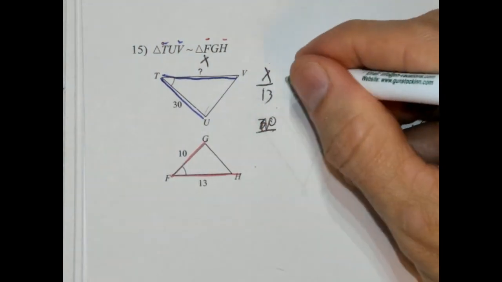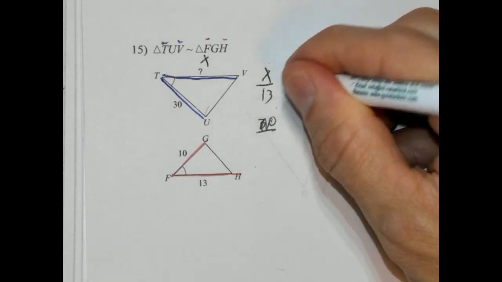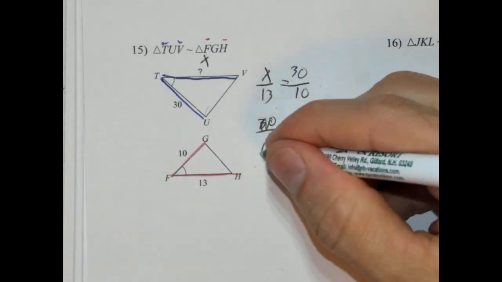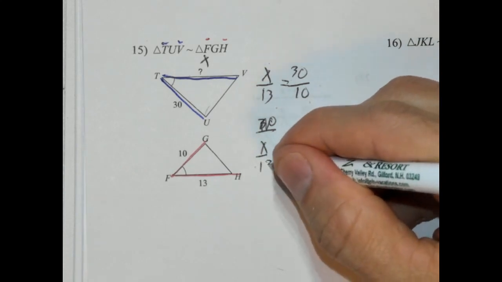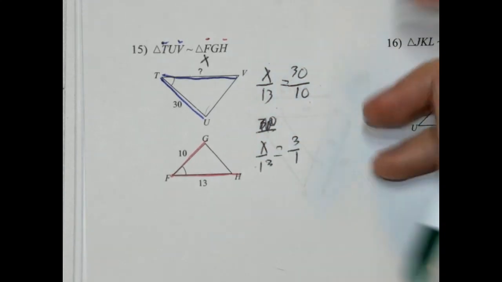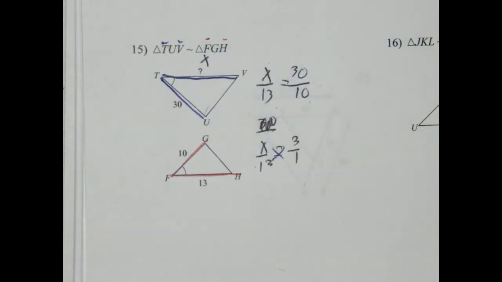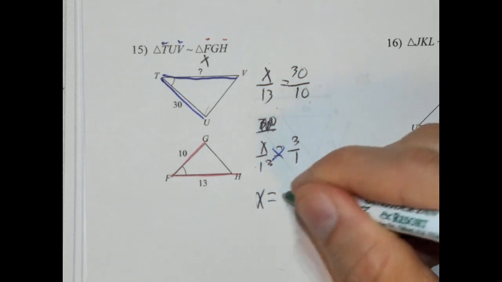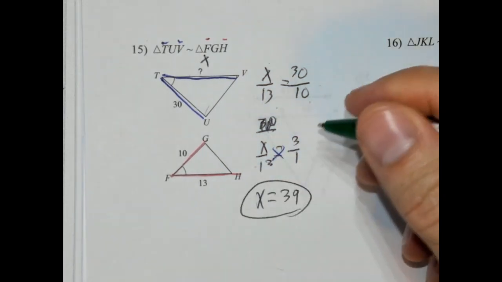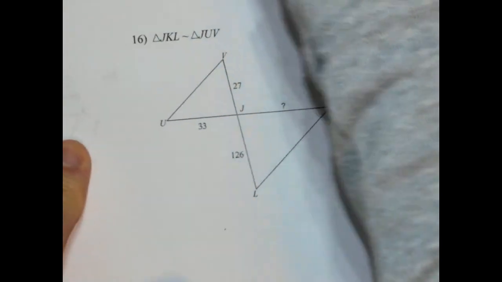What am I doing? Sorry. 30 over 10. And those are both divisible by 10, so we're going to get x over 13 equals 3 over 1. So cross multiply. We're really just multiplying by 13 here, but you get the idea. X equals 39. There we go. Alright. 16.